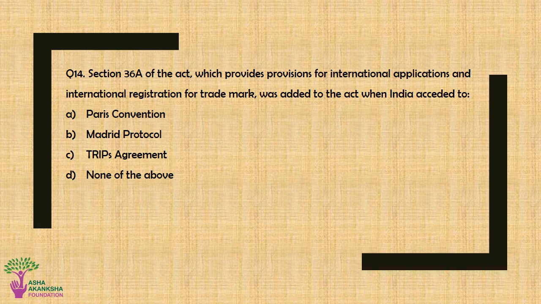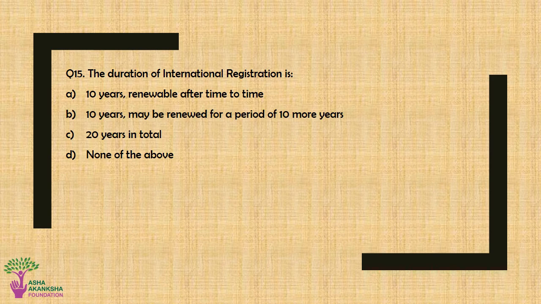Question number 14. Section 36A of the Act, which provides provisions for international application and international registration for trademark, was added to the Act when India acceded to which convention or treaty? Option A, Paris Convention. Option B, Madrid Protocol. Option C, TRIPS Agreement. Or option D, none of the above. The correct answer for this question is option B, Madrid Protocol.